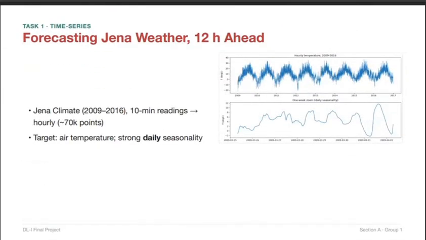We started with the data set called Jena, which was captured roughly between 2009 and 2016. It captures the temperature along with several other metrics every 10 minutes. We converted that data to an hourly basis and reduced the data points to 70,000. The target was to predict the temperature 12 hours ahead. You can clearly see in the graph on the right side that there's strong seasonality every year, and every 24-hour period.